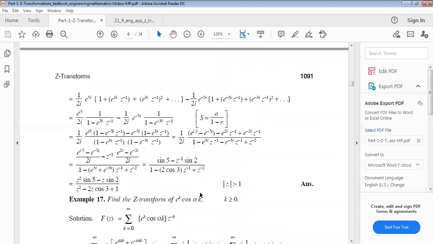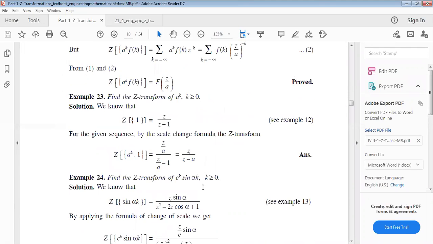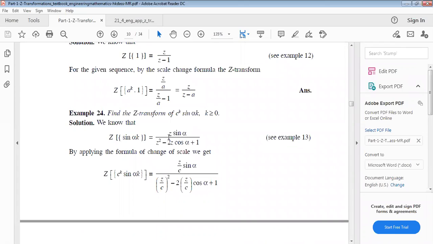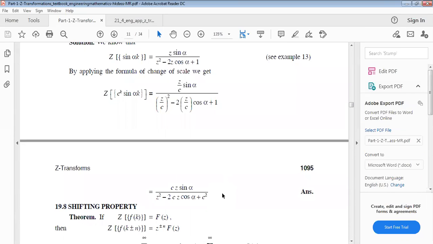Okay, now using this in example 24, the z transformation of sin alpha k will be this, by the above example 13. Now applying the theorem of change of scale, we get c to the power k sin alpha k. That means the scale is c to the power k, and this will transform z to z by c. Z will transform to what? z by c. Understand? For introducing c to the power k, we have to change the transformation to z by c. This will be the result.